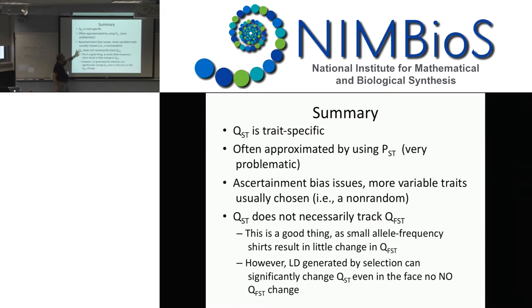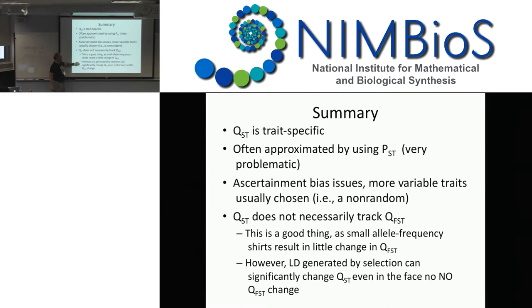QST, how the genetic variance is partitioned, doesn't necessarily track QFST, which basically is how the FST values at the loci. So basically, if I knew the markers that underlie my trait and computed their FST, that wouldn't necessarily tell me what QST does. And this is good because small allele frequency changes don't result in much change in the FST value among loci underlying our trait, but linkage disequilibrium can introduce significant changes.